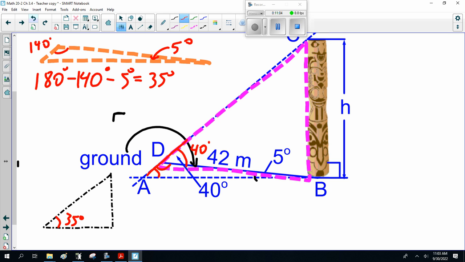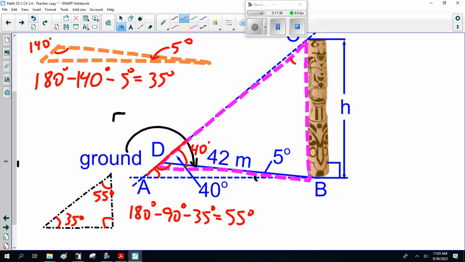Now, why do I care about that? Well, since this is the right angle, what's this angle up here? Yes, it's going to be 180 minus 90 minus 35, which is 55 degrees. Okay, so this is 55 degrees.